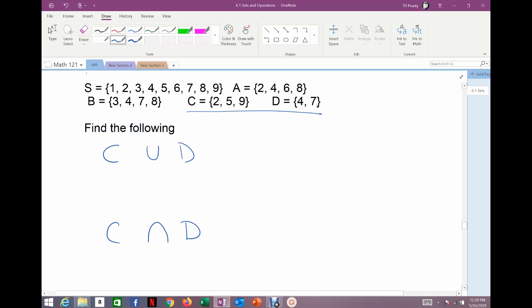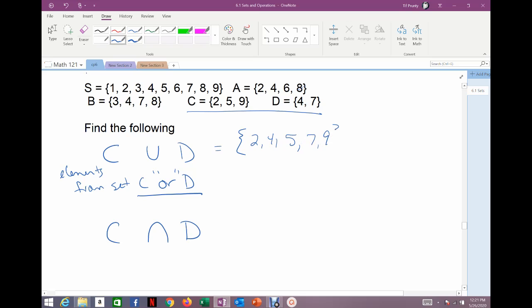The first one is C or D. So I want the elements from set C or set D. That's the or symbol. I can take anything from the two sets. Remember, or is all inclusive. I just make sure if they share something, I only include it once. In this case, they don't share. 2, 5, 9, 4, 7. So those are the numbers I include. So 2, 4, 5, 7, and 9.